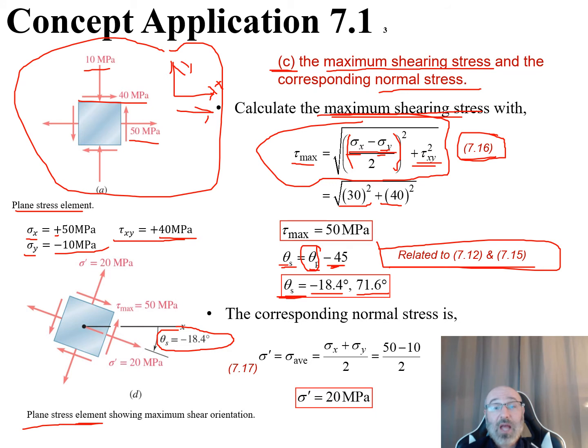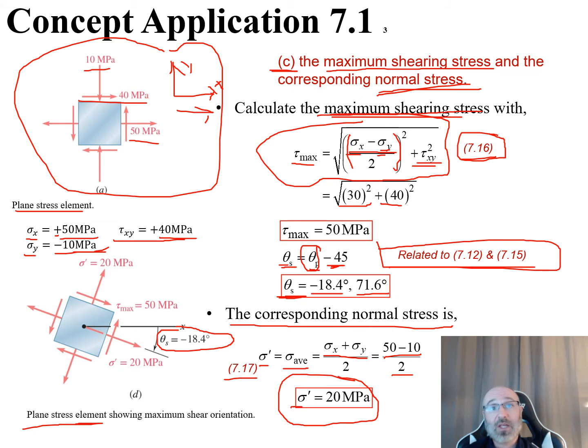And from this right now, we can then calculate as well our corresponding normal stress. So that was the second part of this problem here, to calculate the corresponding normal stress. So our sigma prime, from equation 7.17 in our textbook, is equal to our average stress right there, which is our definition again from that equation, sigma x plus sigma y over 2, where I have a sigma x of 50, sigma y of negative 10. So 50 minus 10 divided by 2 is 40 divided by 2. So our corresponding normal stress right here, our sigma prime right there, is equal to 20 megapascals.